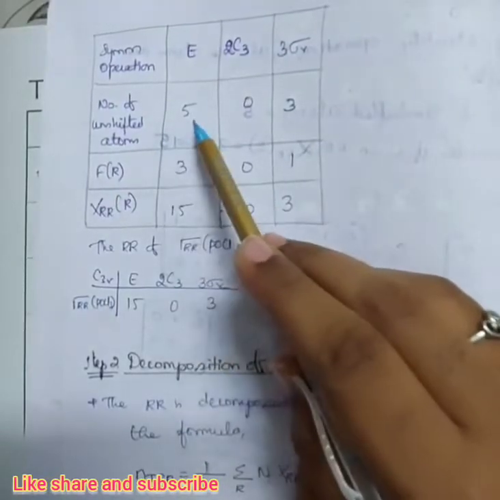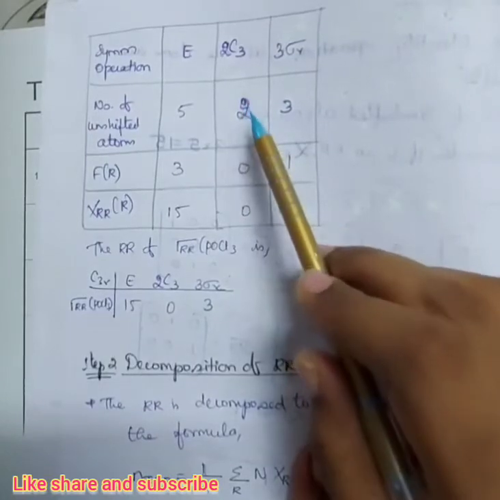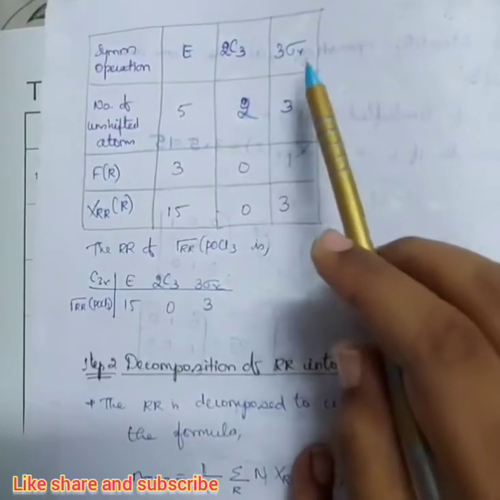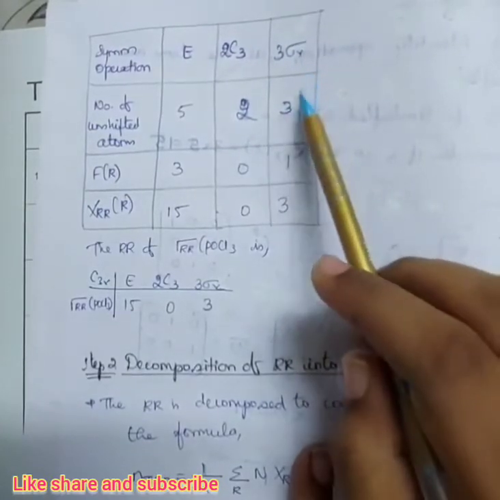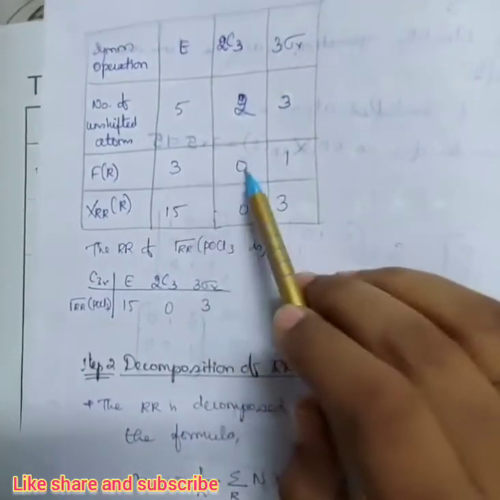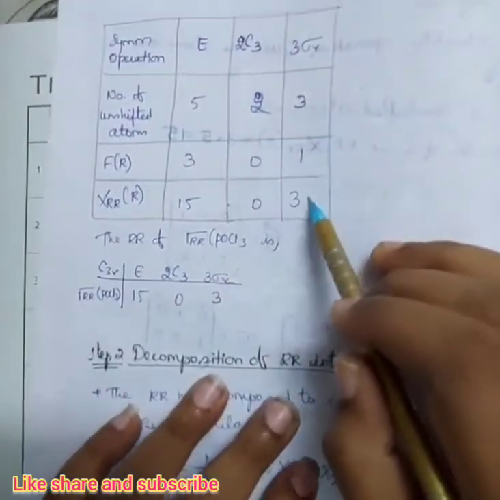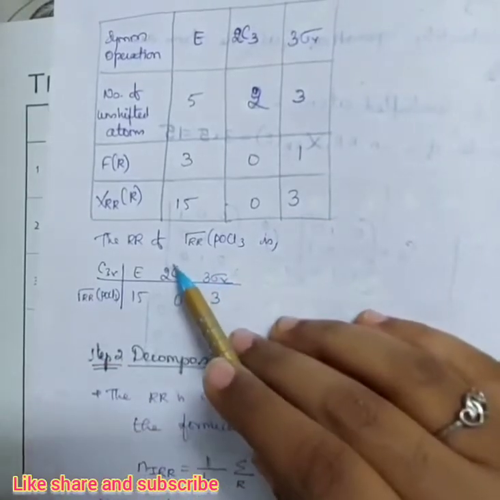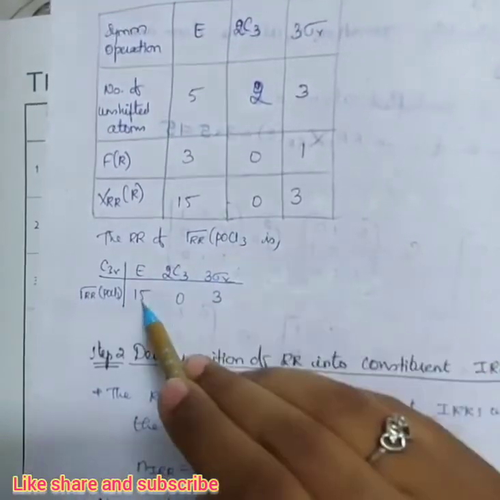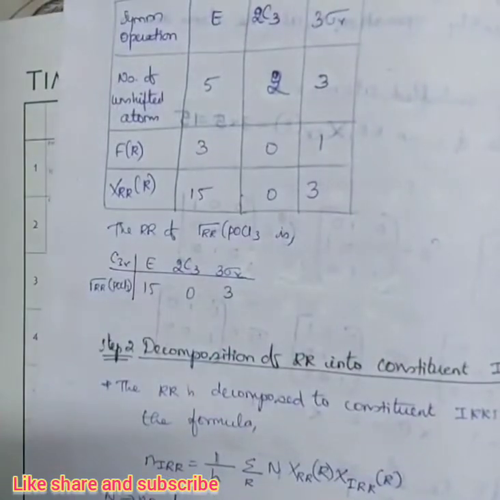We are tabulating these values. The number of unshifted atoms in the identity element is 5. Here the number of unshifted atoms is 2 in the case of C3, that is C3 and C3 squared, and the number of unshifted atoms in sigma V is 3, that is sigma V dash, sigma V double dash and triple dash. The characters of the elements are 3, 0 and 1, and next we have to multiply these values: 5 into 3 is 15, 2 into 0 is 0, and 3. So now we can write the reducible representation of POCl3 as follows: 15, 0 and 3. So we have achieved the first step.